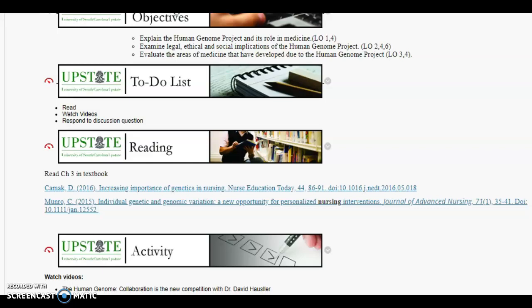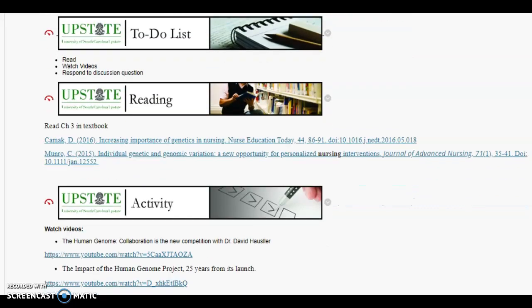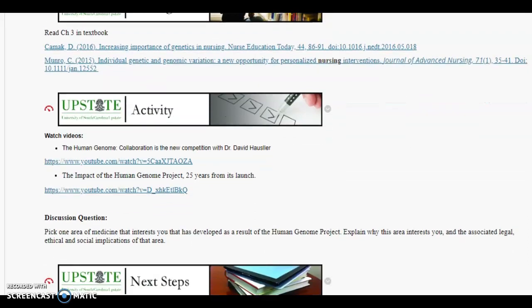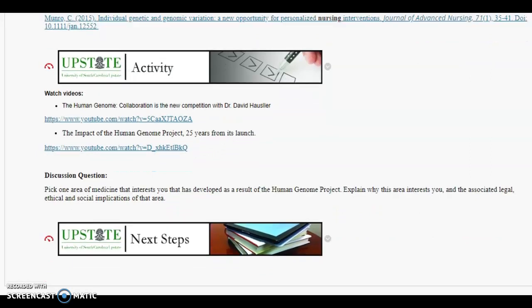So for this week, read Chapter 3 in the textbook, along with both of the titles that you see here of some scholarly work. Also, a couple of YouTube videos to watch regarding the Human Genome Project. And then we have a discussion question as well. Pick one area of medicine that interests you that has developed as a result of the Human Genome Project. Explain why this area interests you and the associated legal, ethical, and social implications of that area.